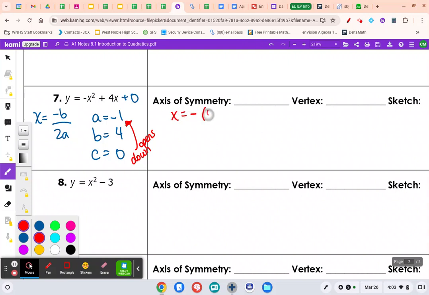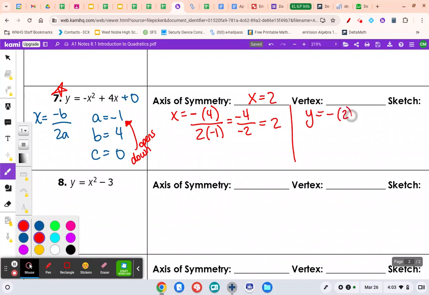So we have negative b over 2a. I plugged in my information. This gives me negative 4 over negative 2, or x equals 2. Then, guys, this second thing for the vertex always changes. It's always the equation that you are using. So we have y equals negative, and then using the 2 that we just solved for x. Plug in that info. We then have negative 4 plus 8, and y is then equal to 4. So our vertex is 2, 4.